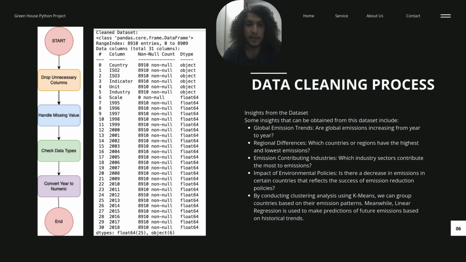And after we clean the data, we can derive valuable insights. So we observe trends in global emissions to understand if they are increasing or decreasing yearly. We identify which countries and regions emit the most and the least, helping us to pinpoint the areas for focused environmental policies. Additionally, we analyze which industry sectors contribute to emissions.